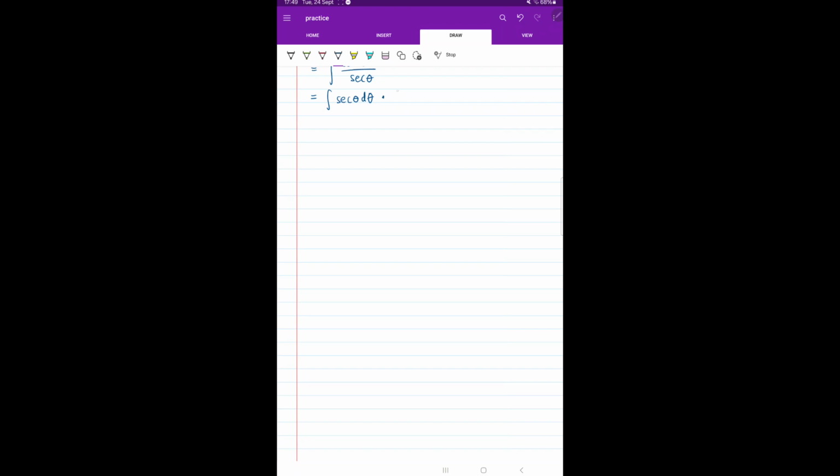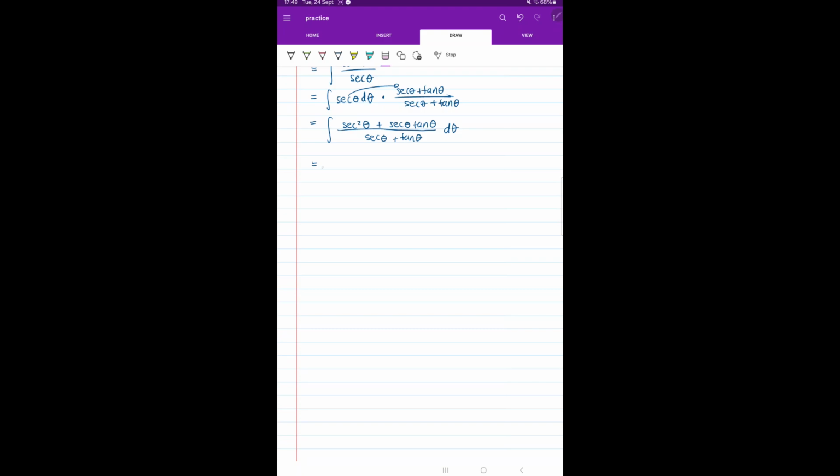So what we do is we multiply the top and bottom by secant theta plus tangent theta all over secant theta plus tangent theta. Now why can we do this? Well, this whole thing is just 1, so basically we are multiplying by 1. So now let's distribute this in, so we get secant squared theta plus secant theta tangent theta all over secant theta plus tangent theta, and let's not forget d theta.